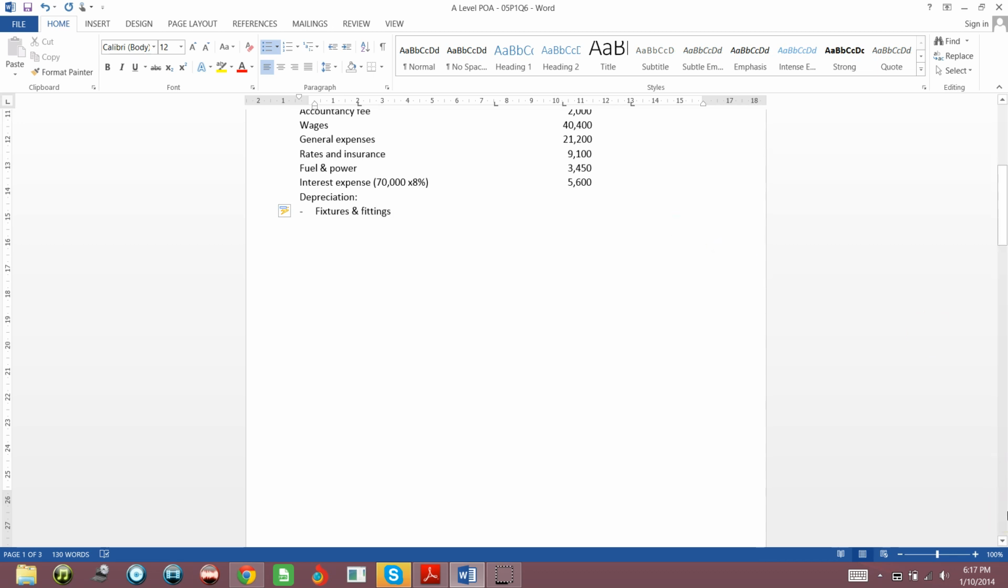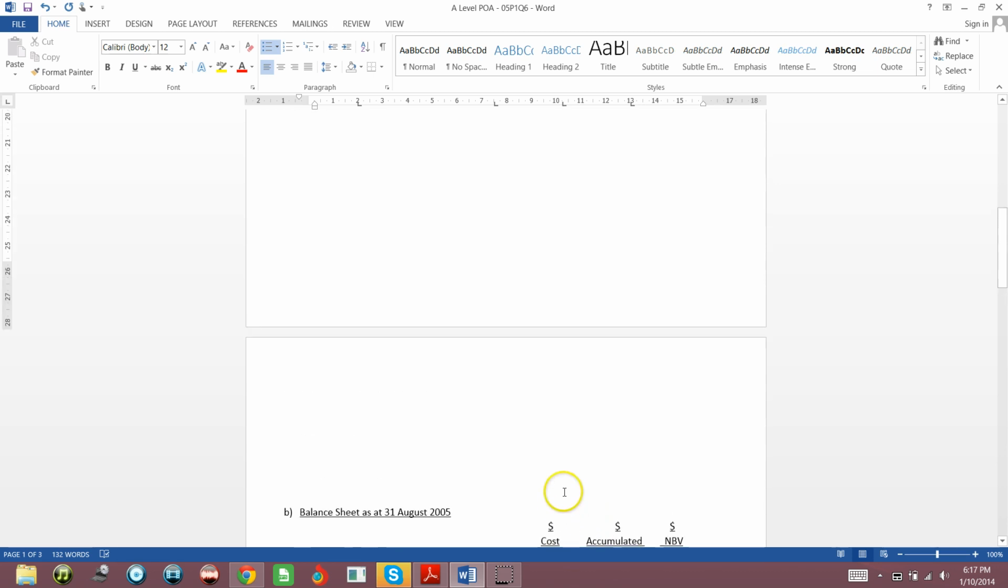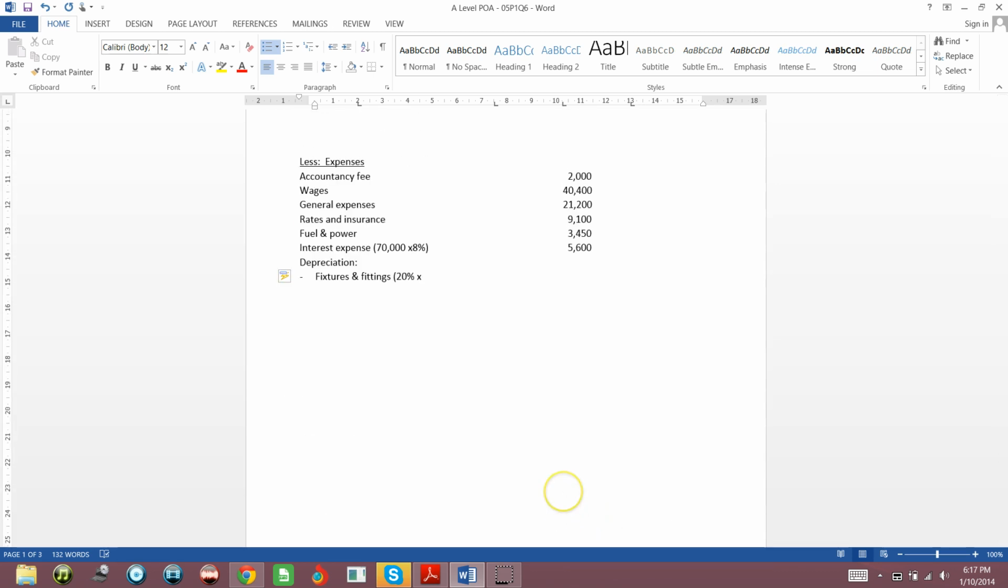It says 20% on cost of fixtures and fittings. So it will be 20% times the cost of the fixtures and fittings, which is 72,000. How much is 20% times 72,000? You got to use your calculator. 72,000 times 0.2 is 14,400. So my depreciation for fixtures and fittings is 14,400.